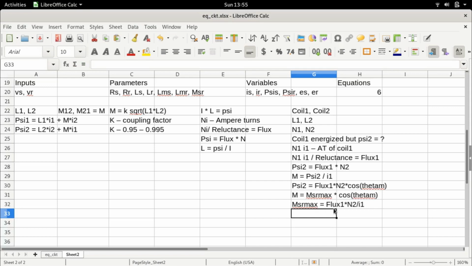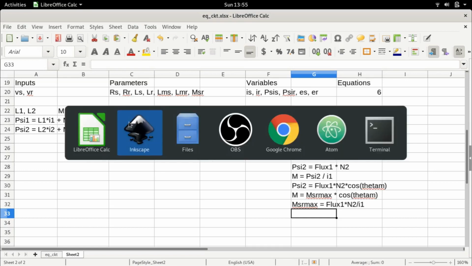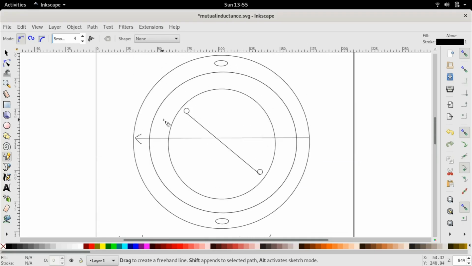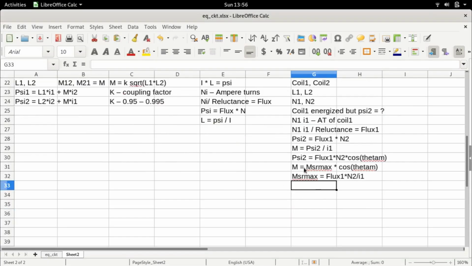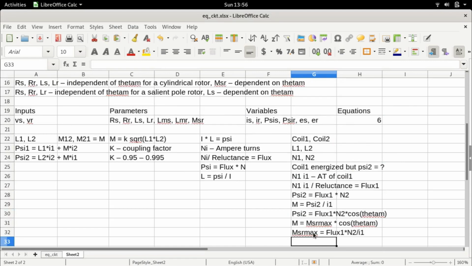And of course we can expand this even further, like flux 1 is equal to N1 divided by I1 into reluctance. And we've already talked about how we can calculate, or rather approximate, the reluctance of the flux path. The approximation of the reluctance of the flux path is merely the reluctance of the air gap, which is along the radii. We've talked about this before. So in this manner we can come up with an expression for M_SR max.